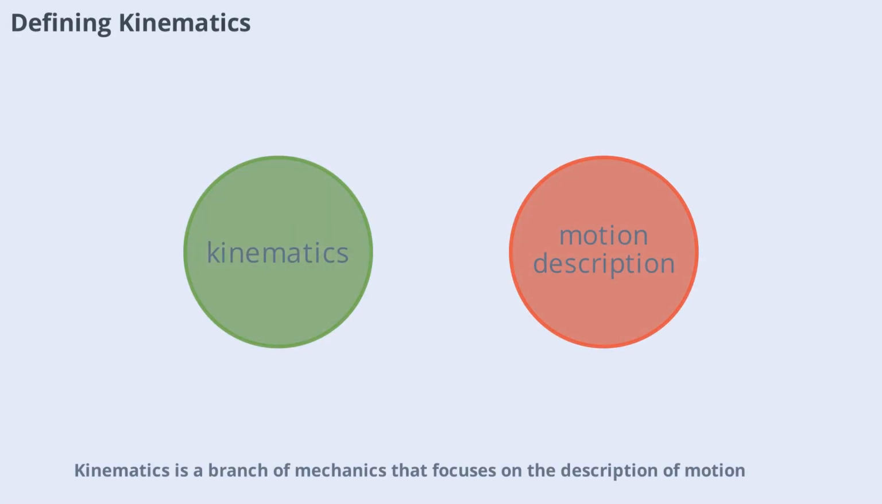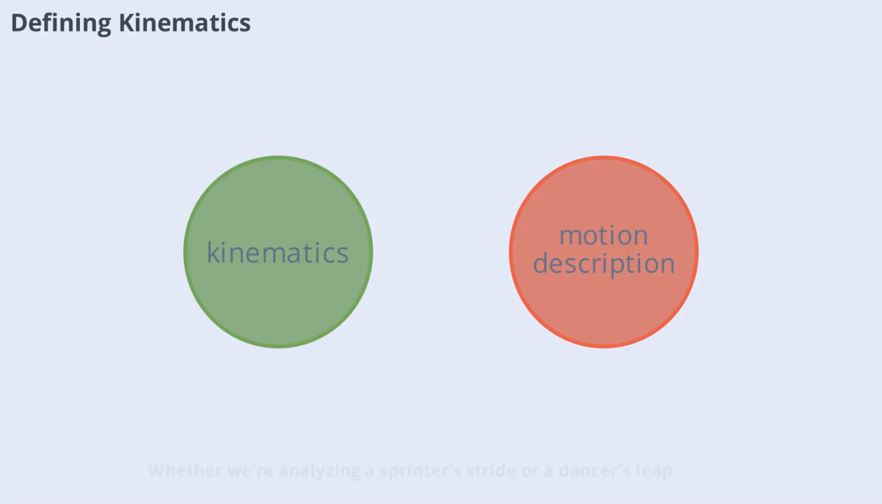Kinematics is a branch of mechanics that focuses on the description of motion. Unlike dynamics, which considers the forces causing movement, kinematics is concerned with how things move, their position, velocity, and acceleration, without worrying about the forces behind them. In biomechanics, this means we look at how the body moves, the patterns it follows, and how these patterns change over time. Whether we're analyzing a sprinter's stride or a dancer's leap, kinematics gives us the language to describe what we see.